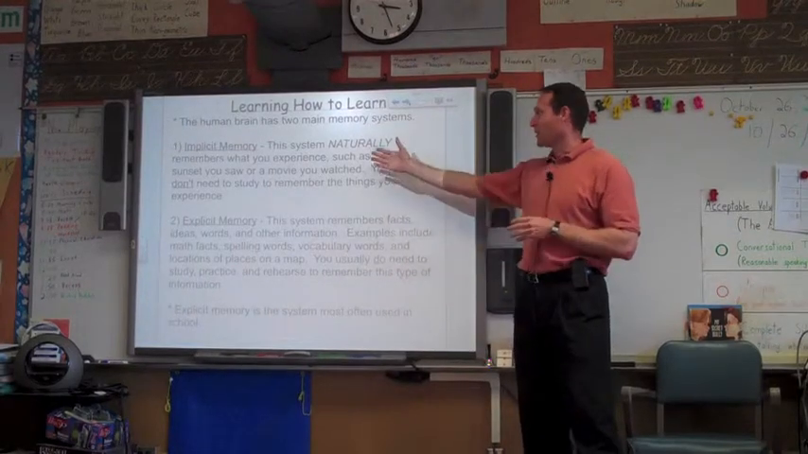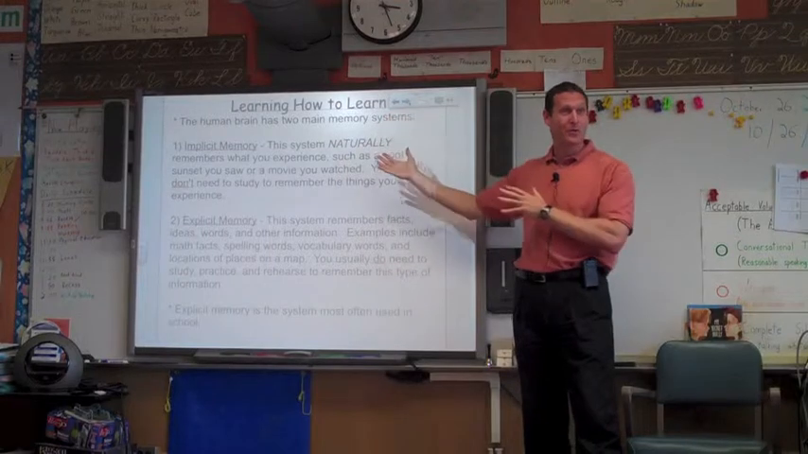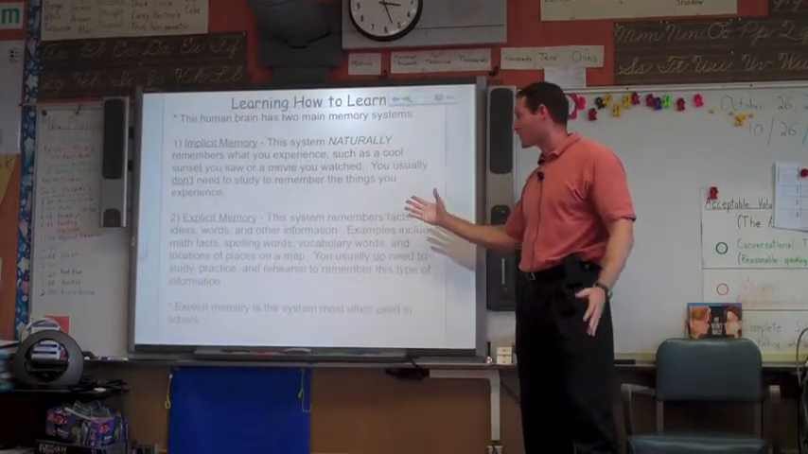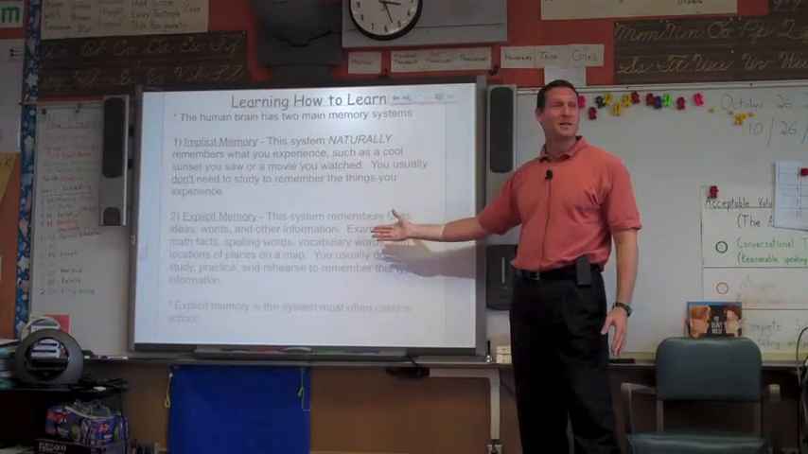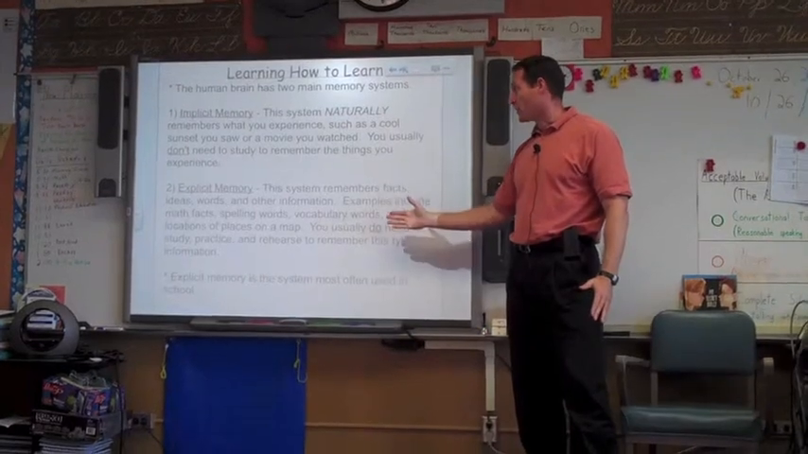In a perfect world, everything that we learn in school would fit nicely with the implicit memory system. We would learn it through experience and we would acquire everything naturally. But unfortunately, most of what we learn has to be studied because it's discrete pieces of information that requires that kind of follow-up and study.